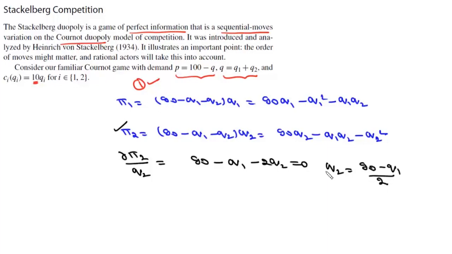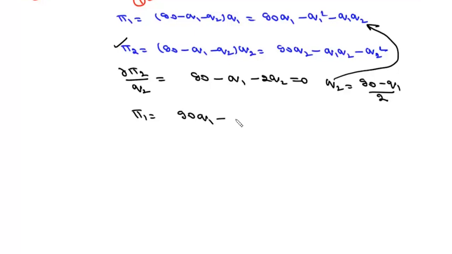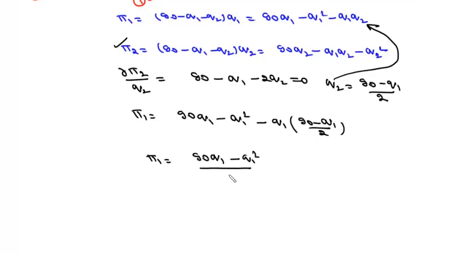Now firm 1 knows that for any quantity set by firm 1, best response of firm 2 will be Q2. So knowing this, firm 1 would want to maximize its profit. So now we can write this profit function for firm 1 as 90 Q1 minus Q1 square minus Q1, and then we can write this Q2 as (90 minus Q1) by 2. So this pi 1 will be 90 Q1 minus Q1 square minus 90 Q1 by 2 plus Q1 square by 2, so there will be minus Q1 square divided by 2.